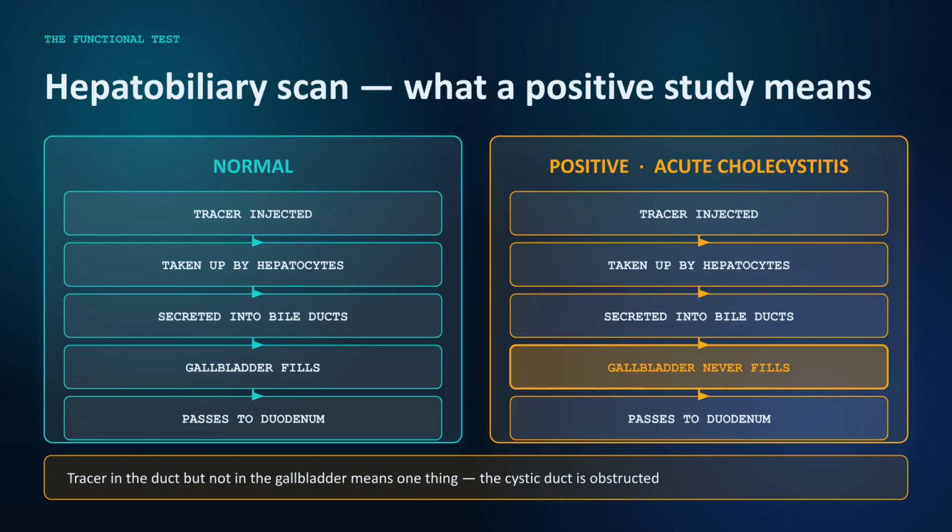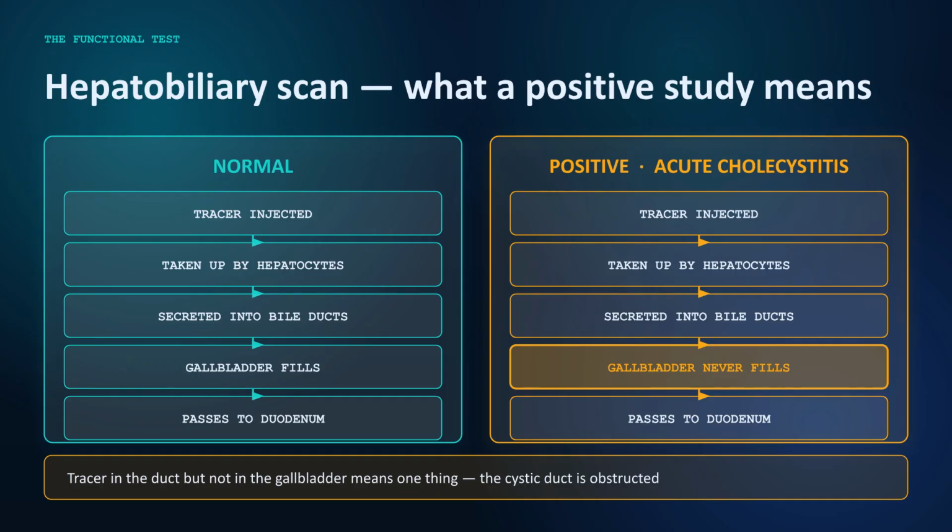Here is how a hepatobiliary scan works. We inject a technetium-labeled tracer into a vein. The liver cells take it up from the blood and secrete it into bile, exactly as they handle bilirubin. Follow the normal panel on the left. Tracer appears in the liver, then in the bile ducts, then it fills the gallbladder, and then it passes into the duodenum. Now the abnormal panel on the right.